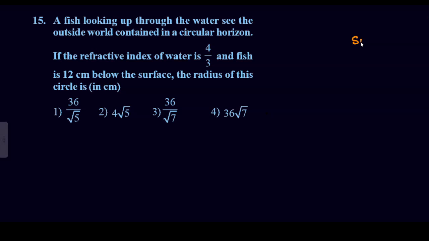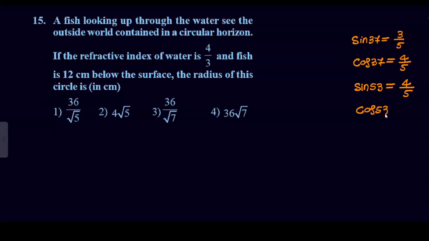So you can remember this: sine 37 degrees is equal to 3 by 5, and cos 37 is 4 by 5. Next, sine 53 degrees is equal to 4 by 5, and cos 53 degrees is 3 by 5.